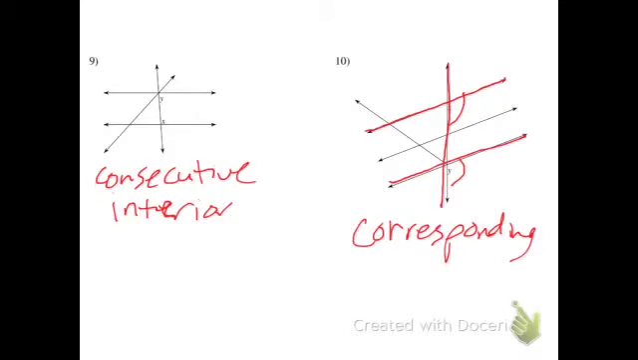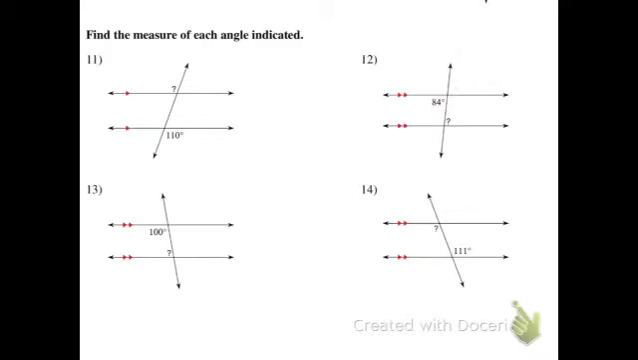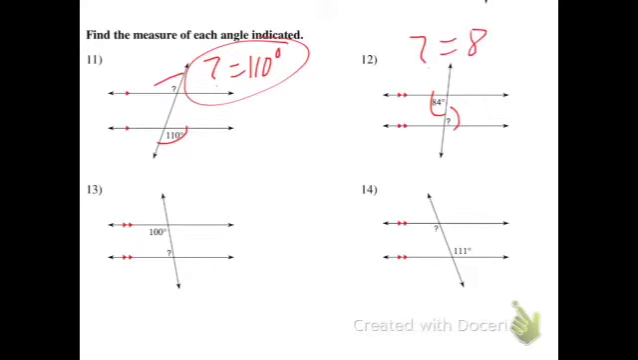Something to note, that on all of these types of angles, except consecutive interior, they're congruent. So here we got alternate exterior angles, they're equal, so the question mark has got to be equal to 110 degrees. These are alternate interior angles, so the question mark's got to be 84 degrees.